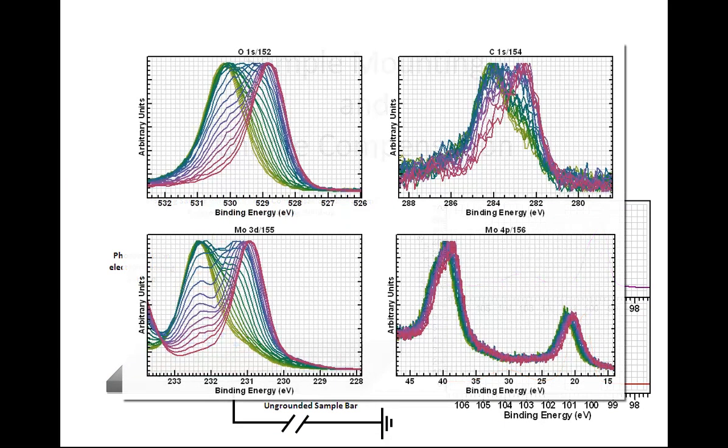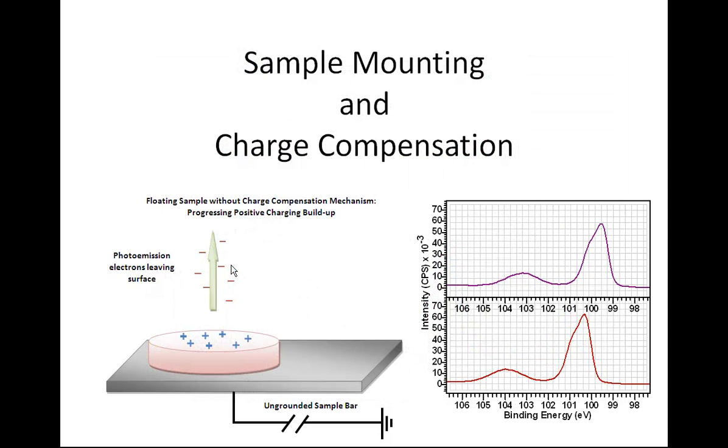The reason peaks move in binding energy is related to the charge compensation. There are several scenarios that can be used for charge compensation, and it depends on the sample itself. If you have an insulating material and you do not connect it to ground and there is no charge compensation, you will end up with a positive charge building up on the surface, and the result of a positive charge is that photo-emission electrons that are negative are attracted back to the surface, so we tend to see peaks shift to lower kinetic energy as a consequence of a build-up of positive charge on the surface.